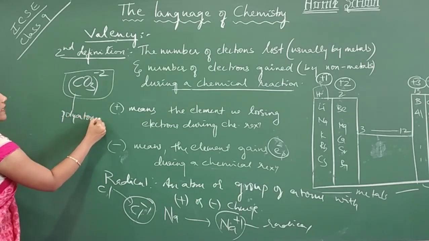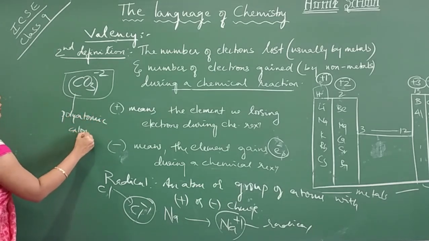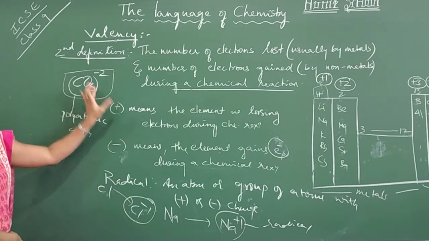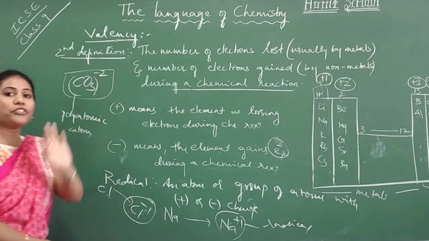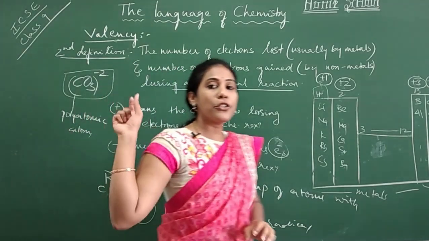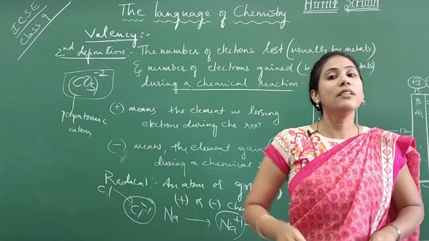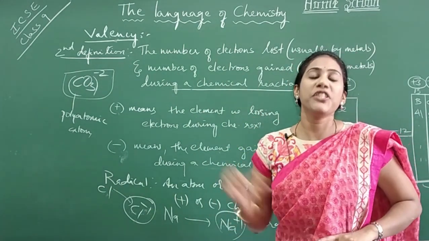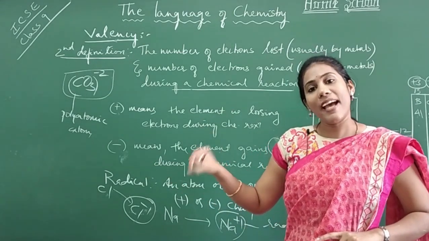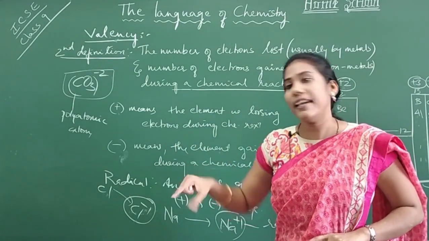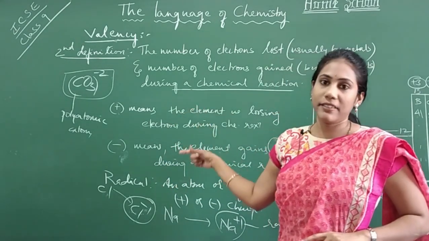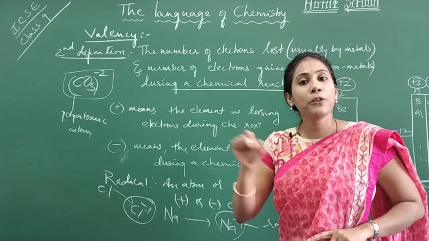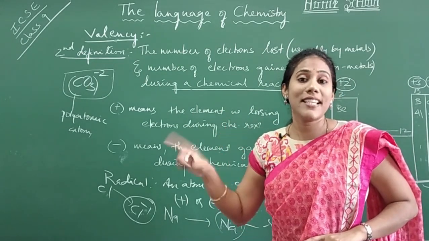Such groups are called polyatomic groups. Many atoms combined together form a group, and the group has a charge, either positive or negative. Those groups are called polyatomic groups. Now I am giving you a chart of which elements have what valency and what we call them. I am giving the list of some polyatomic groups and their valencies as well as their names.